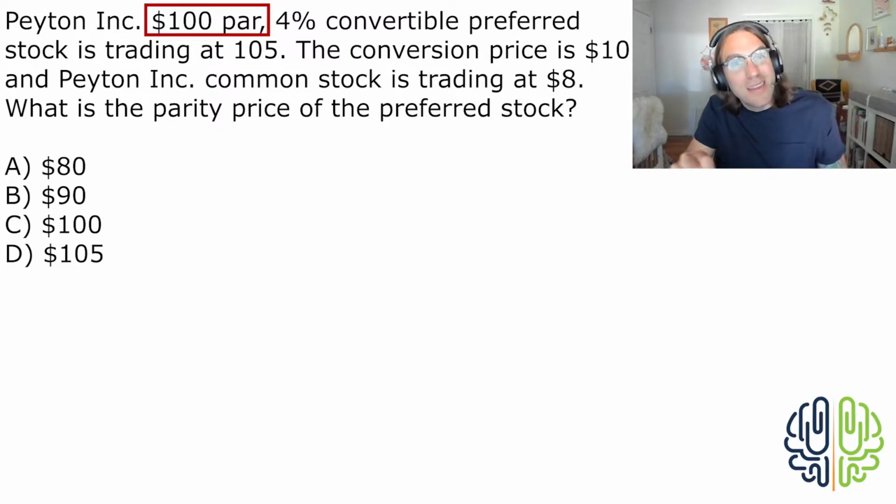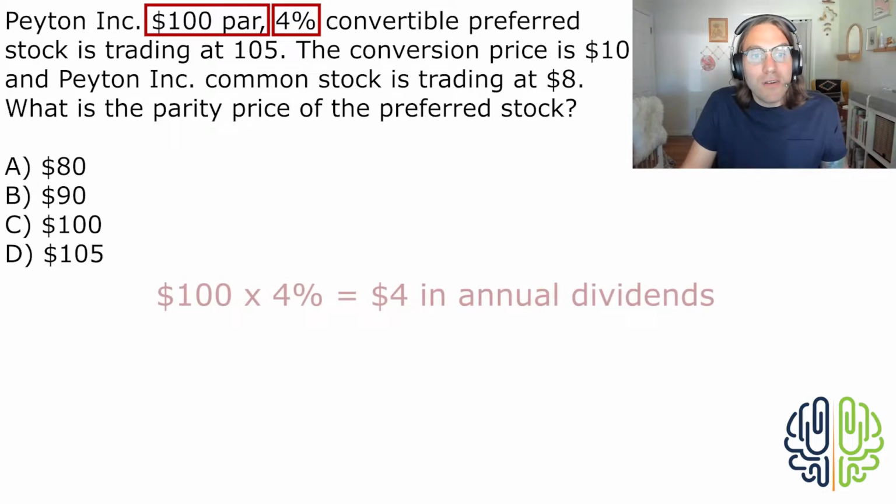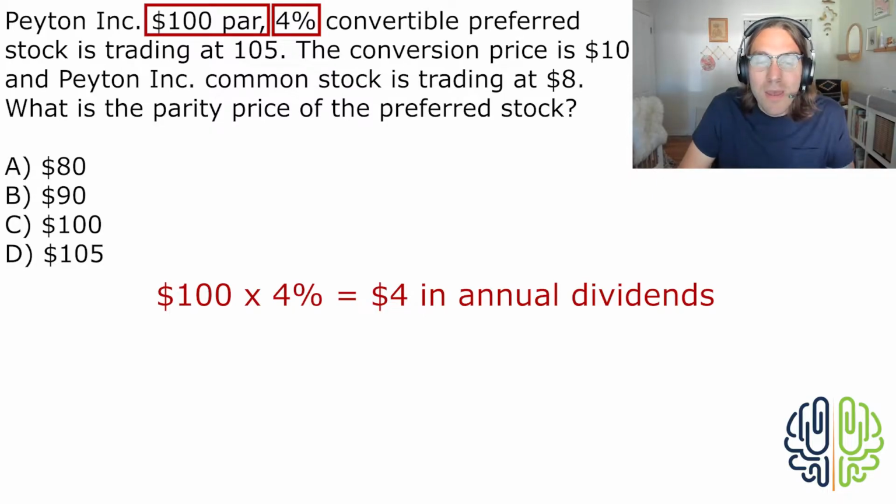And actually, if we go to the next number in the question, 4%, 4% of $100 is $4. This preferred stock pays $4 in annual income, and if it's like most preferred stock out there, it makes semi-annual payments. So if we're thinking big picture here, this preferred stock makes two $2 payments during the year for a total of $4 in dividends.